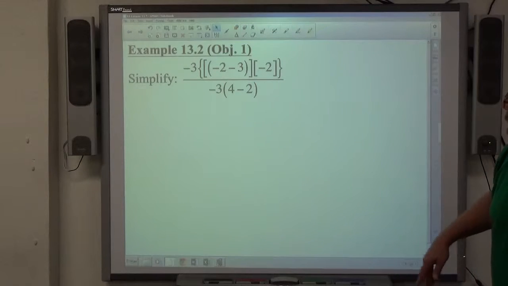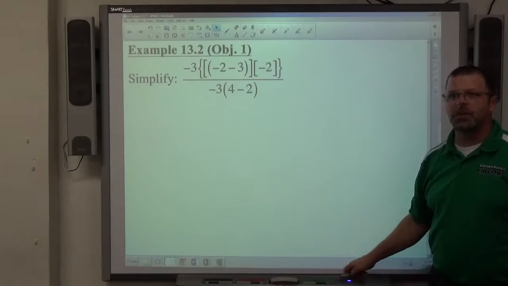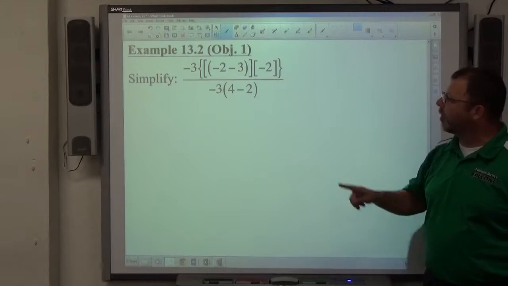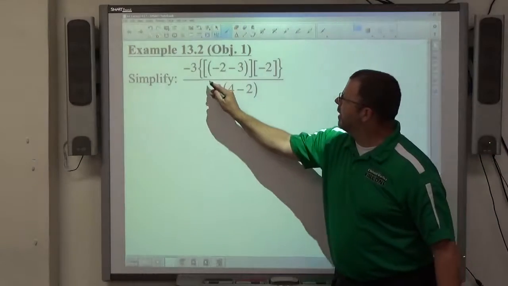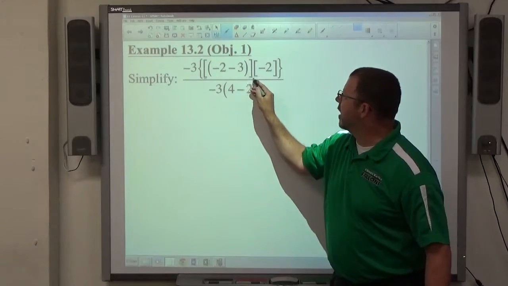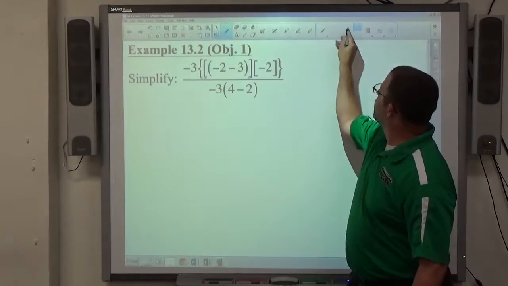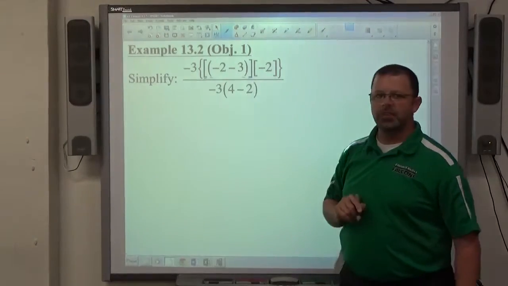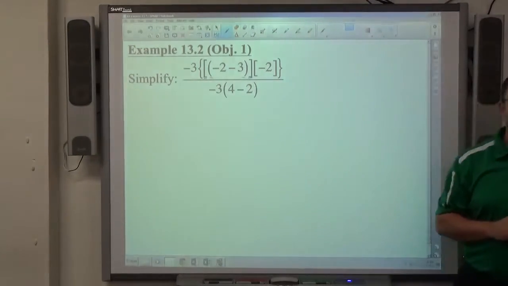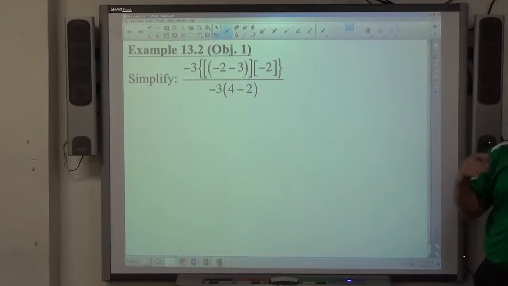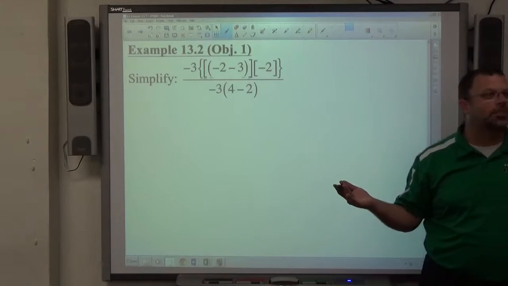Example 2. This is an example of somebody who got way out of hand when making a problem. Notice we have a beginning bracket here and an end bracket here, and inside the brackets we have a beginning parenthesis and an end parenthesis. Can everybody see that one of those isn't necessary? Yeah, the bracket or the parentheses, take your pick, doesn't matter. One of them isn't necessary.